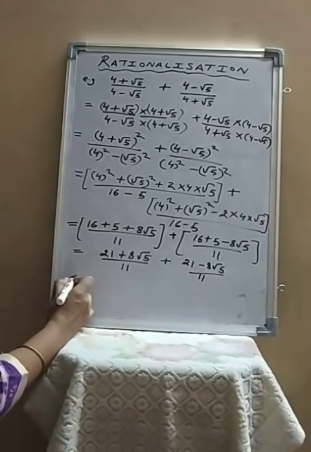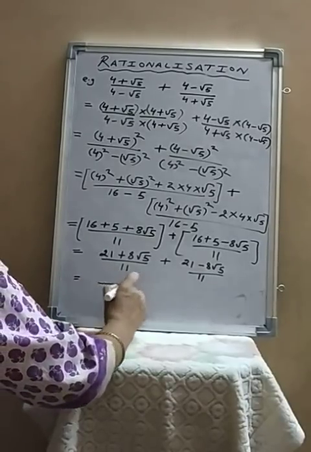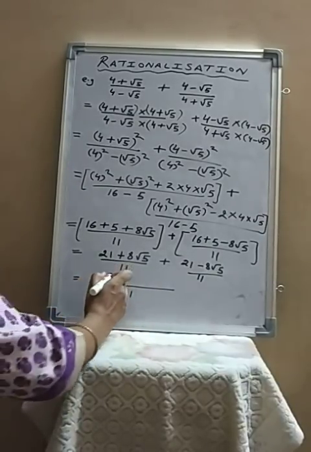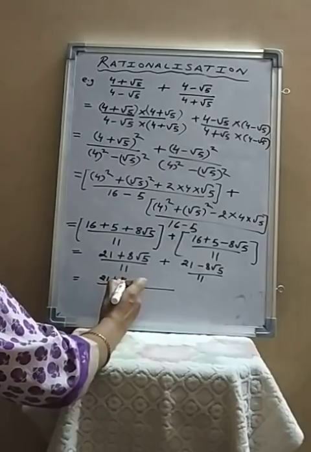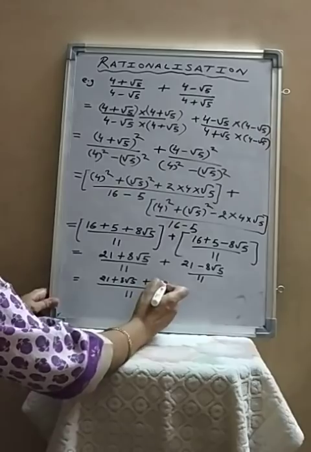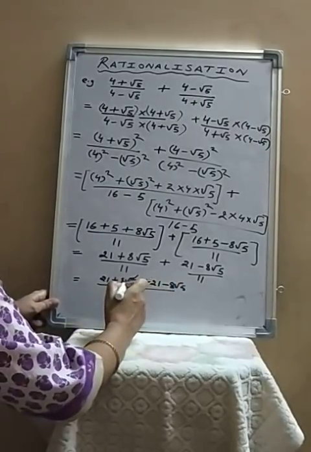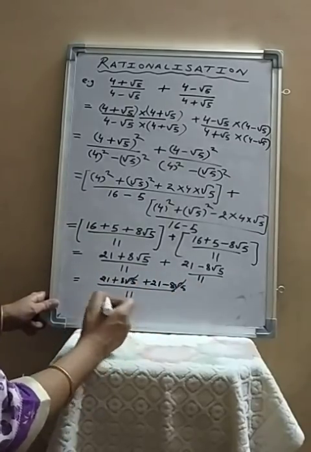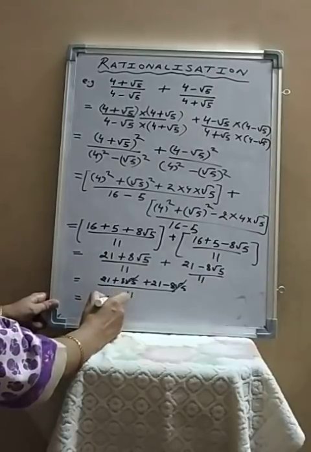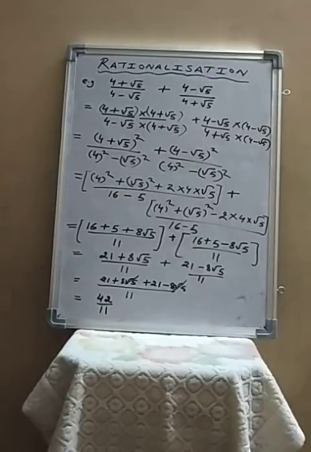Now, let us combine these two expressions by taking LCM. LCM of these two expressions is 11. So, the numerator will be 21 plus 8 root 5 plus 21 minus 8 root 5. We have one positive, one negative term, so let us cancel it. And on adding these two, I get 42 upon 11, which is the final answer.